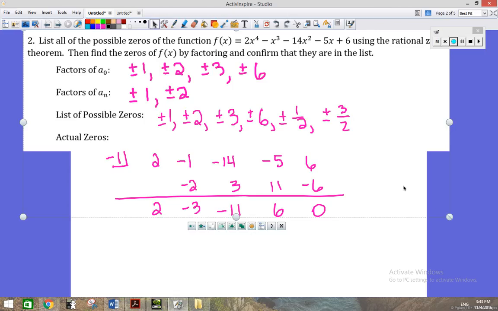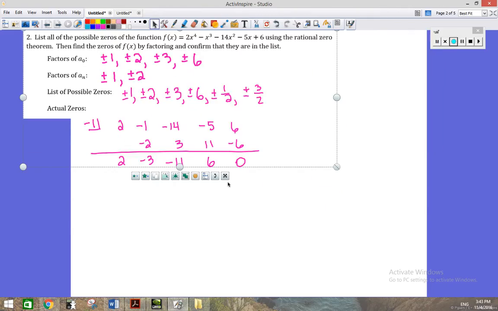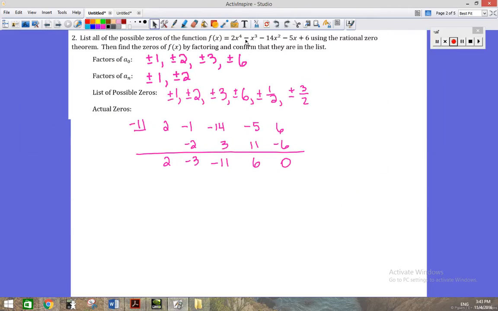Alright, so what does that tell us? That tells us that this 4th degree polynomial can be factored. I know that x plus 1 is a factor. Now, this is 2x cubed minus 3x squared minus 11x plus 6. I don't have an x method or any way to factor that.